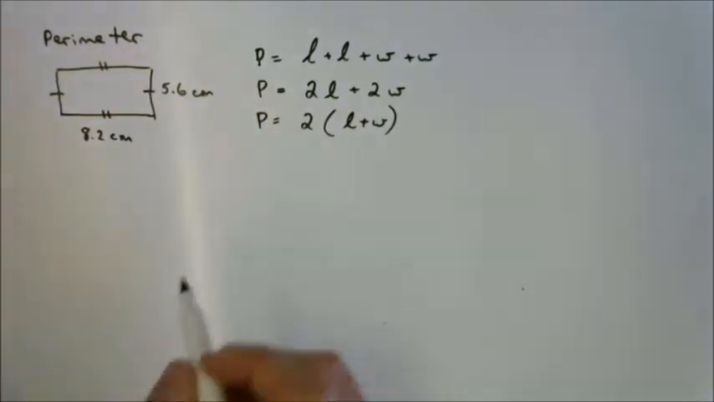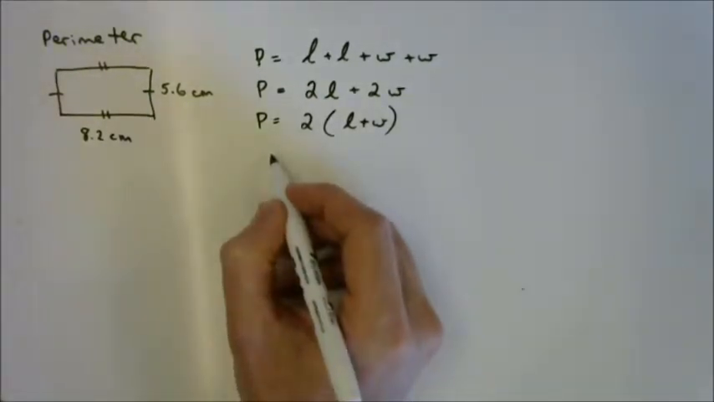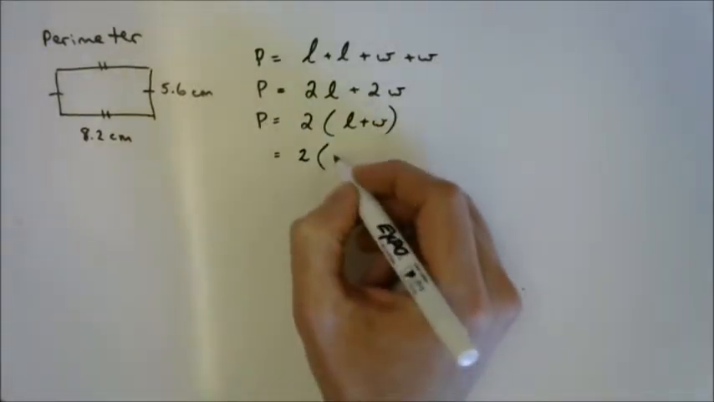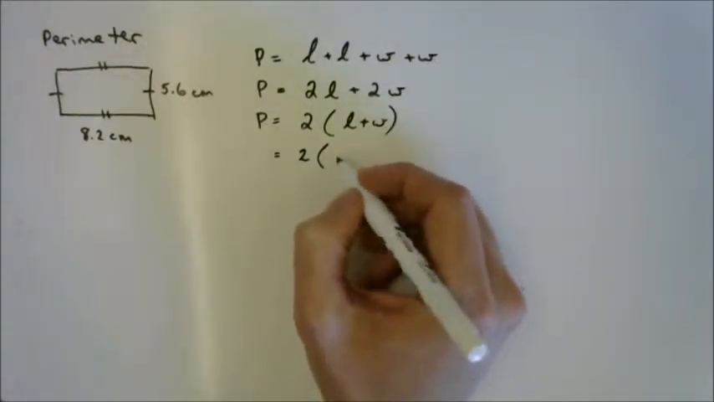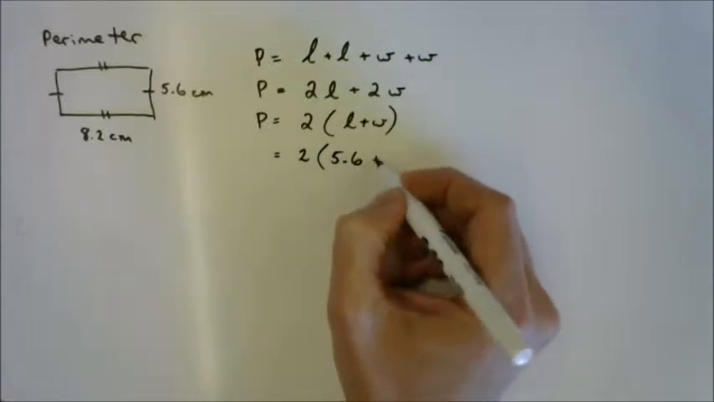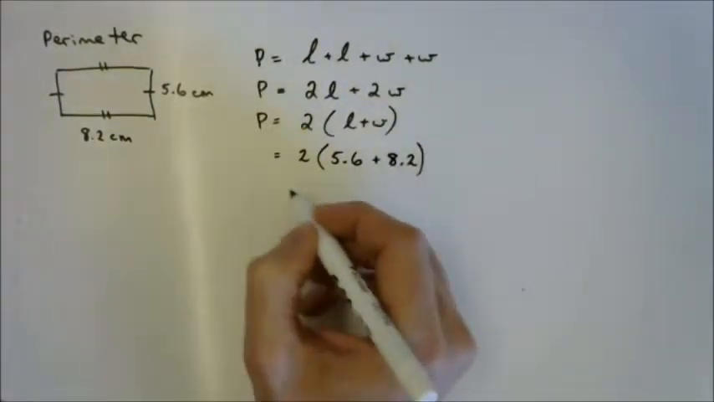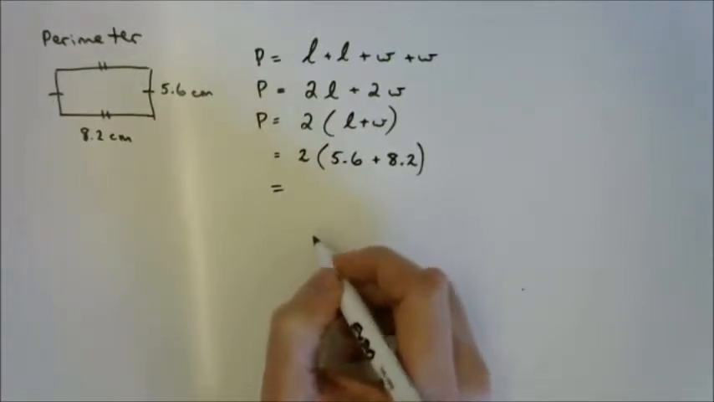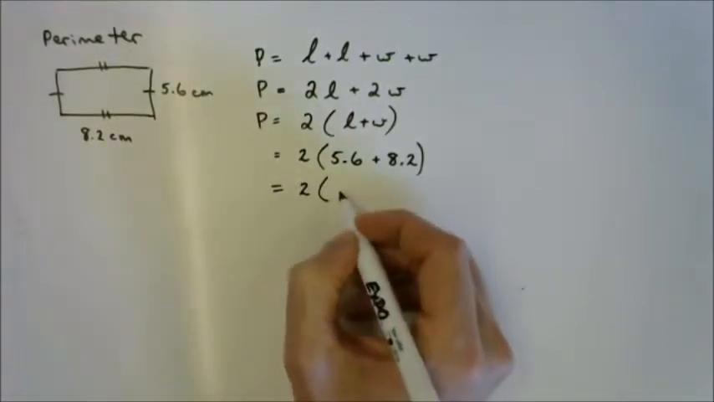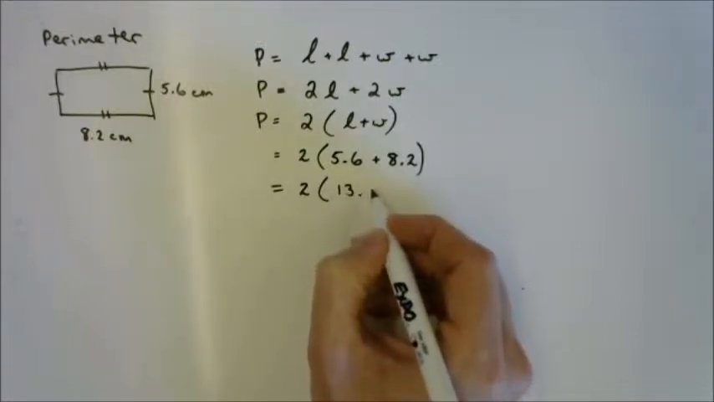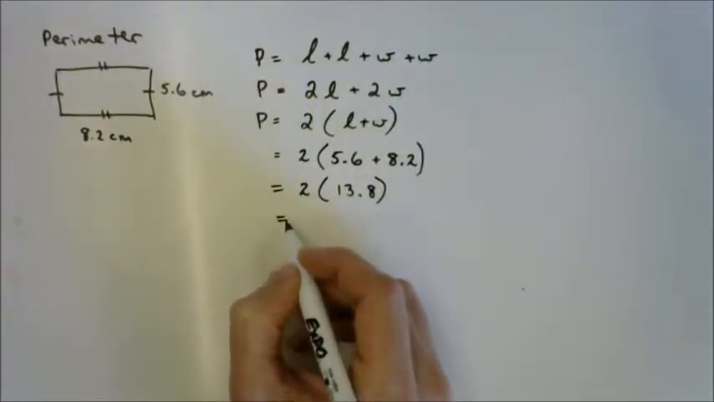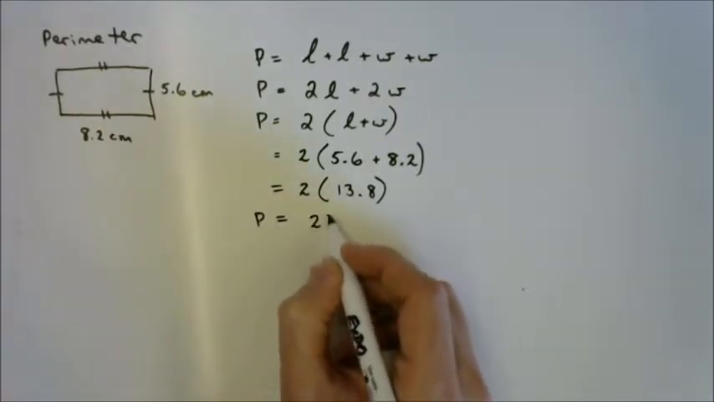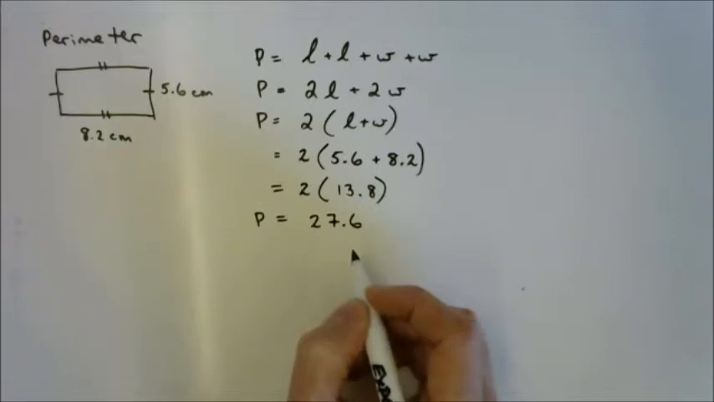Okay, so now what do we do, Emily? Oh, we put in the numbers. Sure. Does it matter which one I call L and which one I call W? No. Sure doesn't. All right, you have your calculators out. 5.6 plus 8.2 is 13.8. 2 times 13.8 is 27.6. Is that right? Sure is.